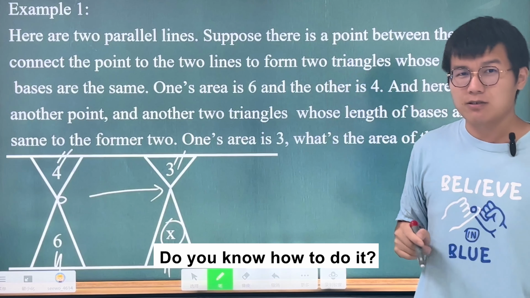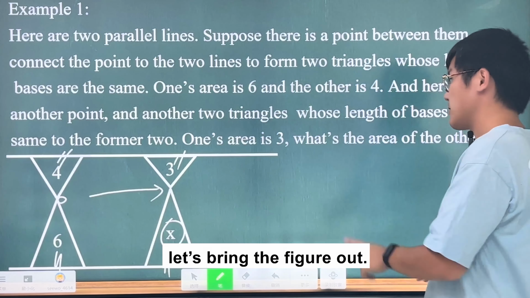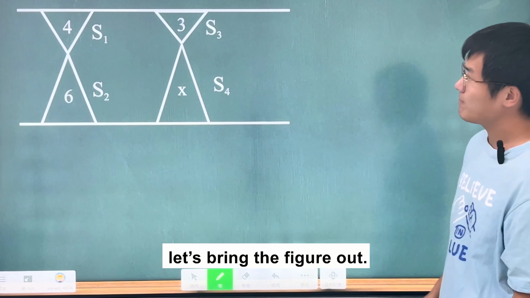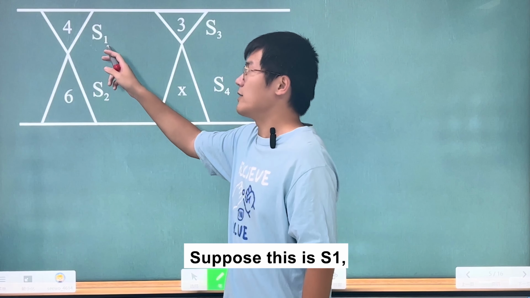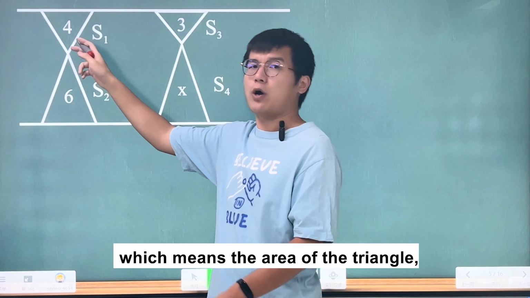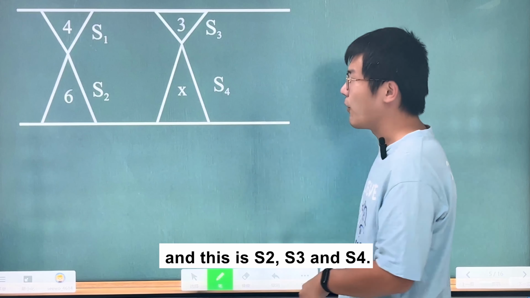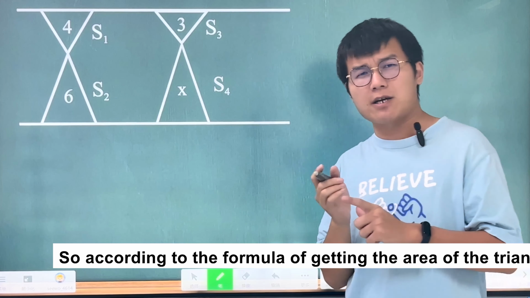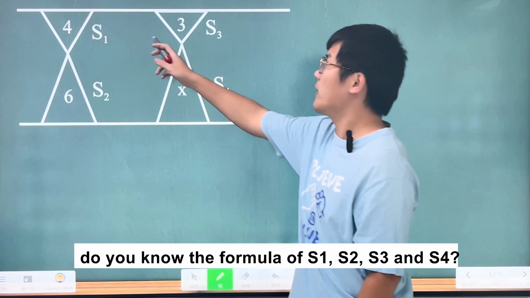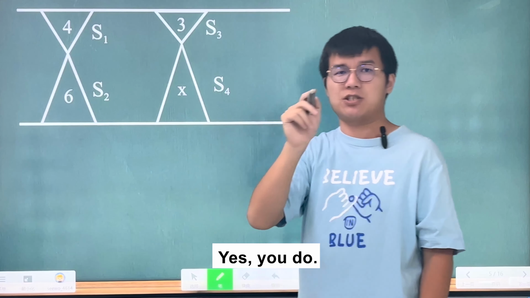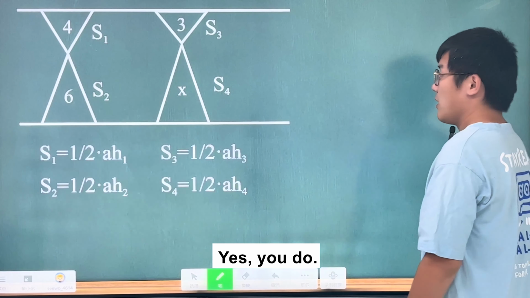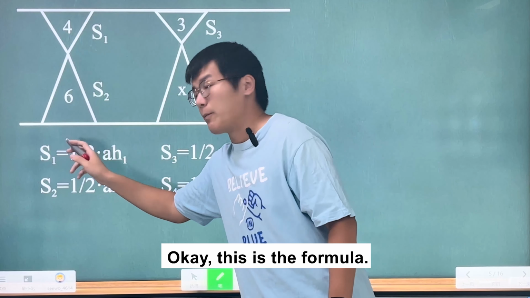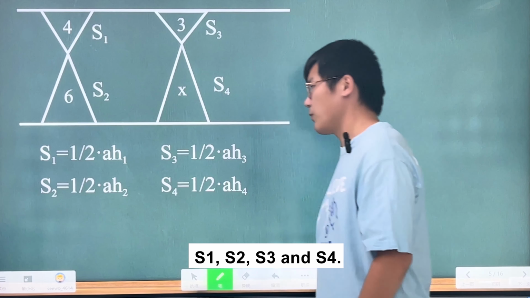Do you know how to do it? No, we don't, but don't worry. Let's bring the figure out. Suppose this is S1, which means the area of the triangle, and this is S2, S3, and S4. So, according to the formula of getting the area of the triangle, do you know the formula of S1, S2, S3, and S4? Yes, you do. Okay, this is the formula. S1, S2, S3, and S4.